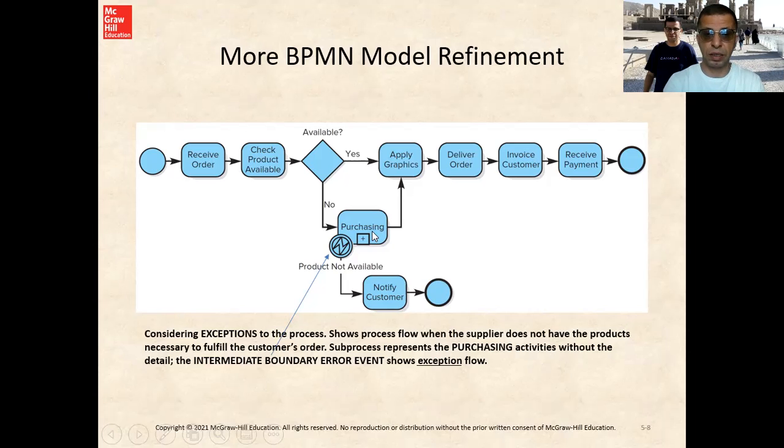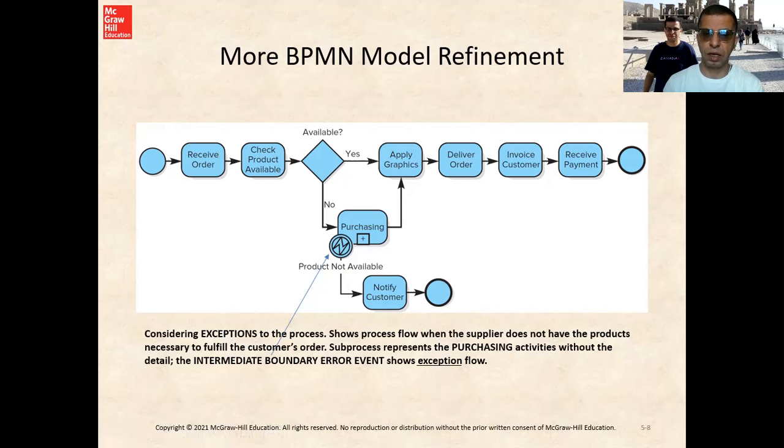If it's no, we apply the purchasing process and notify the customer that we don't have the product yet. We'll do the purchasing and then apply the graphic, or if it's not available by the due date, we notify the customer the product is not available, and that's done. But if we can purchase it, then we do, there are different activities of purchase. We apply the graphic, we deliver the order, we invoice the customer, and we receive the payment. And this is the end of it.